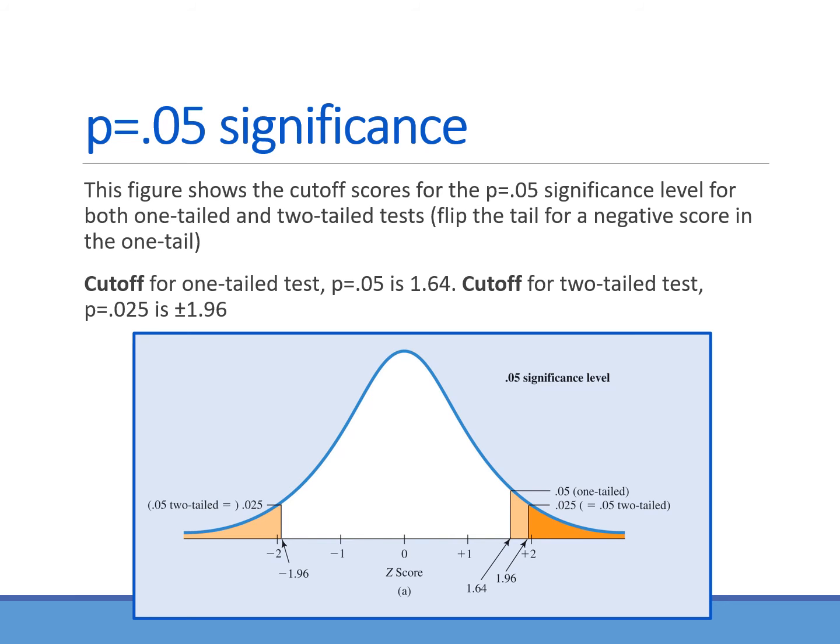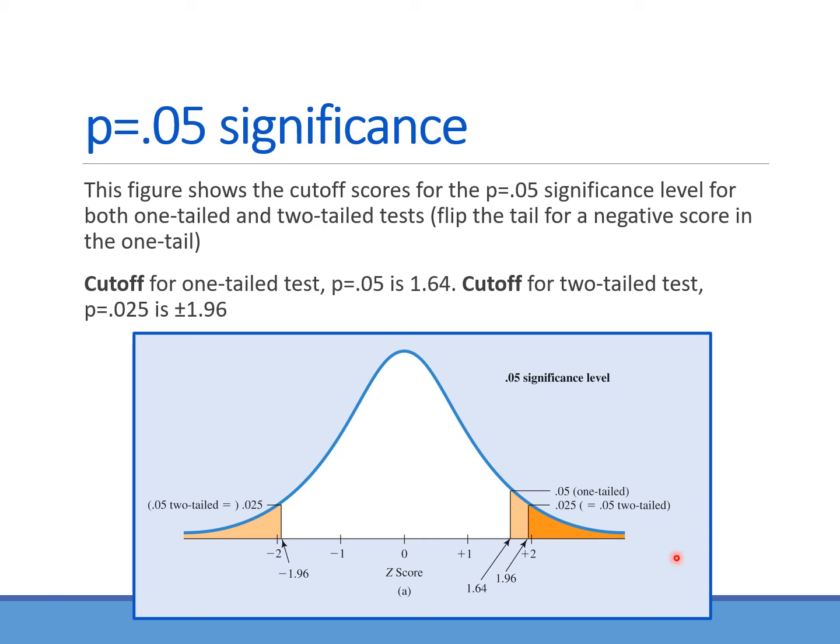Okay, so let's look specifically at the differences for the 0.05 or the 5% significance level cutoffs, and then we'll look at the 1% level. So this figure shows the cutoff scores for the 5% significance level for both one-tailed and two-tailed tests. Remember to flip the tail for a negative score on the one-tailed test.